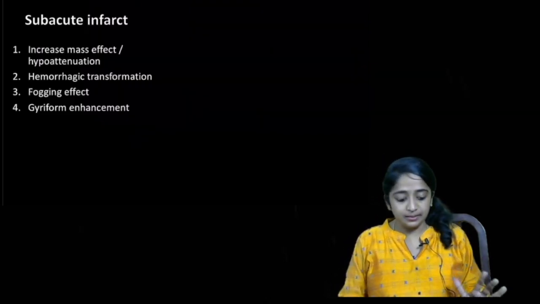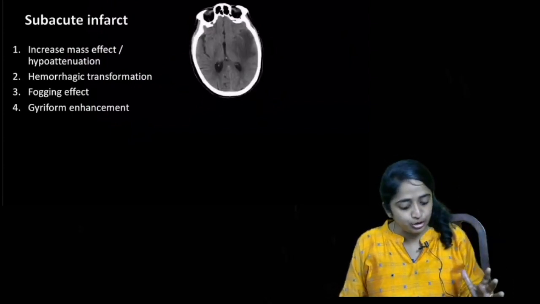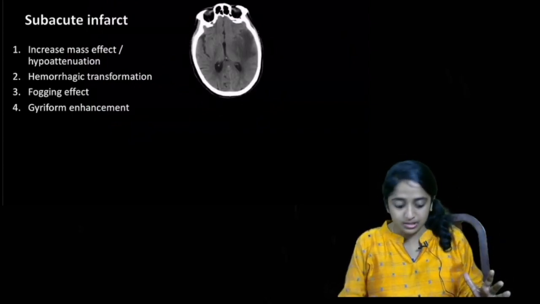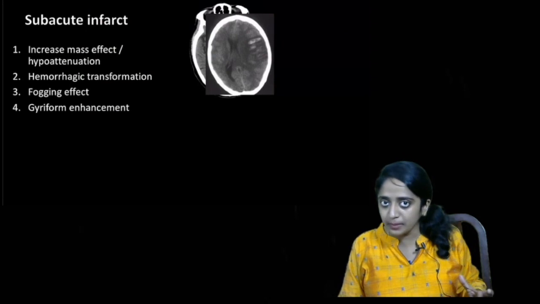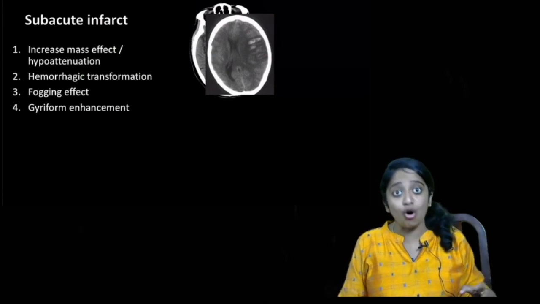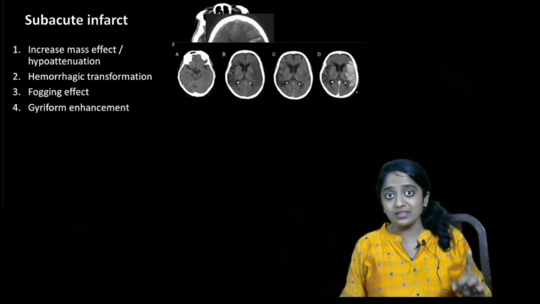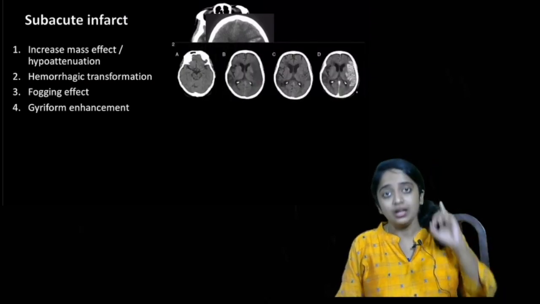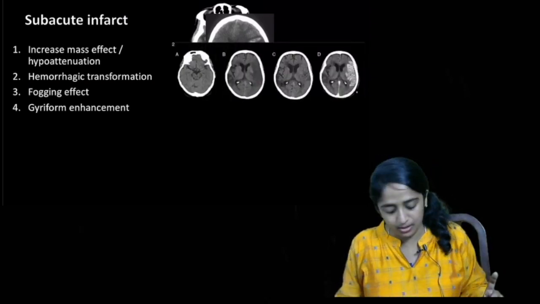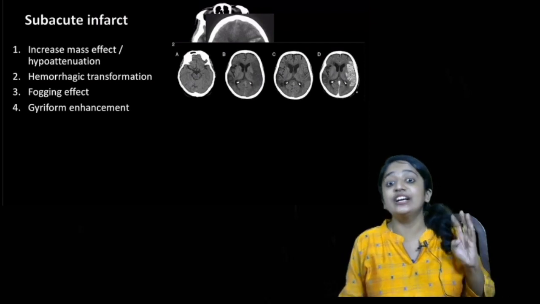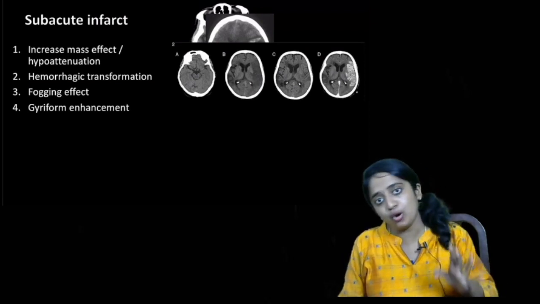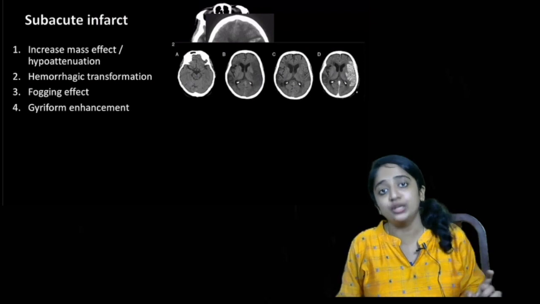So summarizing, there is increase in hypoattenuation or increase in mass effect. There can be hemorrhagic transformation. It can be due to iatrogenic causes or due to collateral vessels bleeding out. And then the important one is the fogging effect, where the brain looks apparently normal. And then there is gyriform enhancement. These are the important imaging features in subacute infarct.